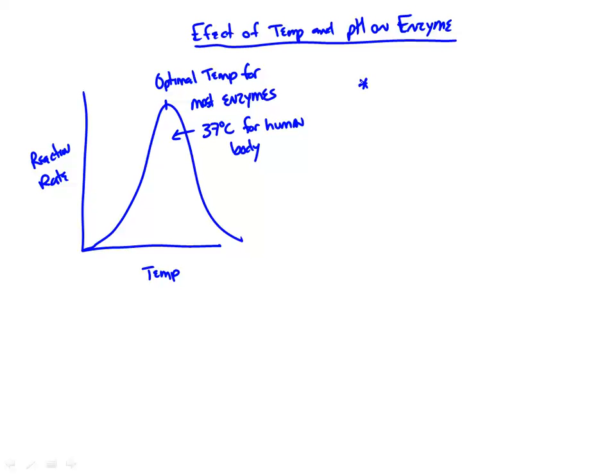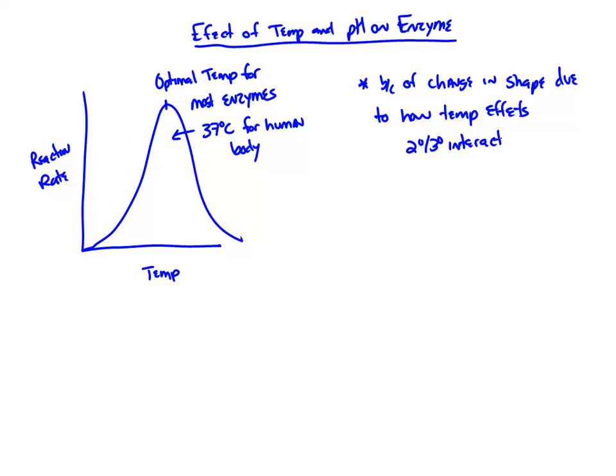And this occurs mostly because of the change in shape due to how temperature affects secondary and tertiary interactions. So if there's more energy around, it means that the intermolecular forces, I guess we could say this, we kind of used to do this. If we say that the energy is stronger than the intermolecular forces, then they no longer hold a specific shape.